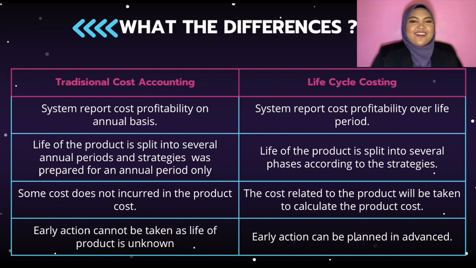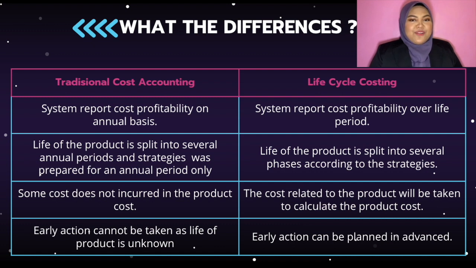Traditional cost accounting. First, the system reports profitability on an annual basis. Second, the life of the product is split into several annual periods and strategy is prepared for the annual period only. Third, some costs are not incurred in the production cost. Fourth, early action cannot be taken as the life of the product is unknown.